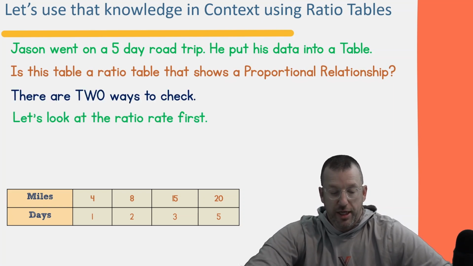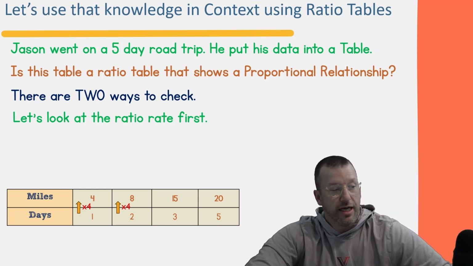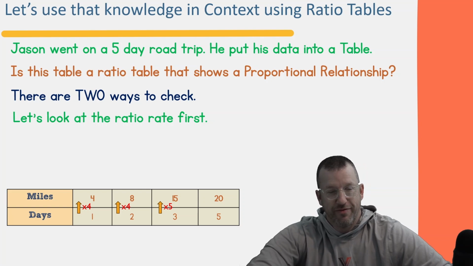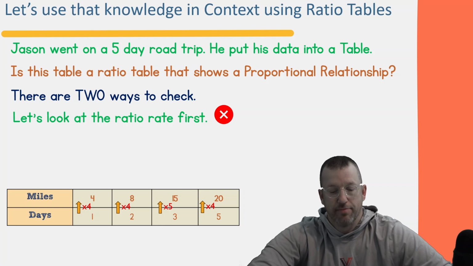Well, there are 2 ways to check. First, we look at the ratios. I multiplied by 4. That works. Second one, I multiplied by 4. That works. Third one, I multiplied by 5. If they are not all the same thing, it is not proportional.